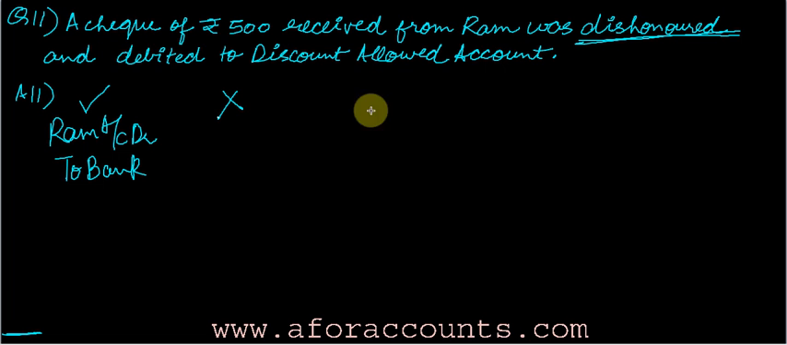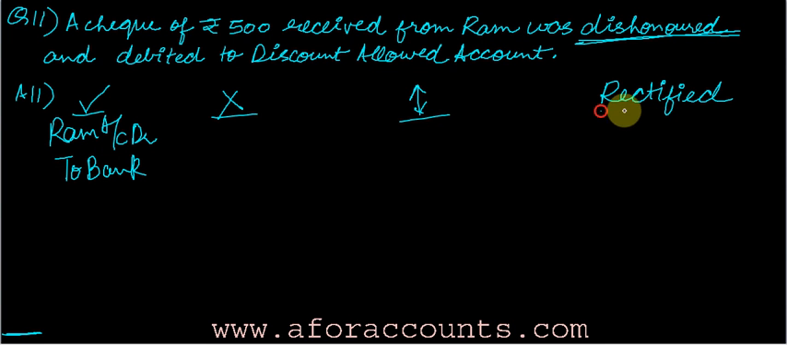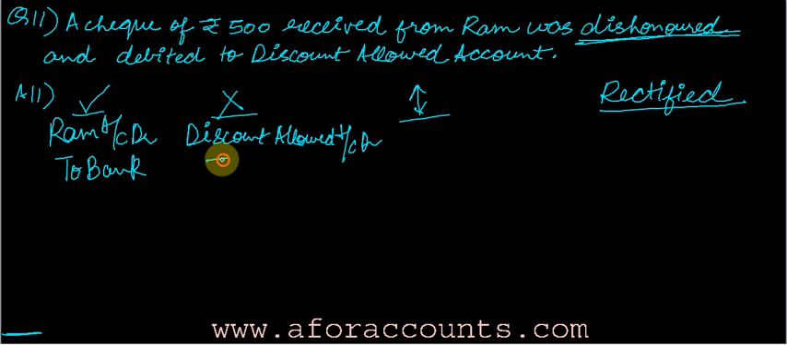What is the wrong? The rectified and the wrong, reverse and the rectified entry. Right, wrong, reverse, rectify. What did I do? Debited to the discount allowed account. So what have I done? Discount allowed account debit to bank. This is what I have done and this is wrong.